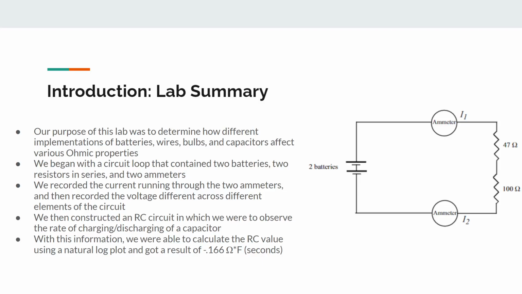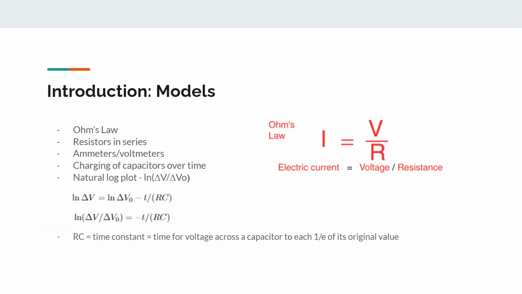With this information, we were able to calculate the RC value using a natural log plot and got a result of negative 0.166 ohms times Farad, which is seconds.